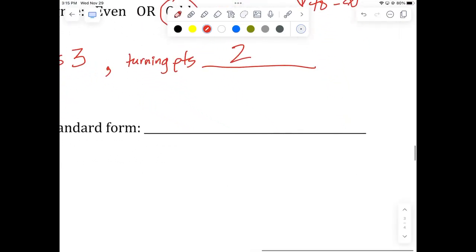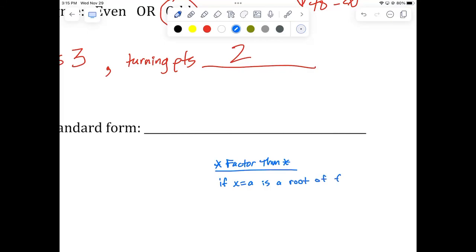Well, to write it in factored form, we're going to need to know the following theorem, okay? This is called the factor theorem, and I'm surprised it's not printed out already for you on here. The factor theorem, we'll write it down. The factor theorem says if x equals a is a root of a polynomial function f of x, then x minus that number, x minus a, is a factor of f of x. If you know a root, you know a factor.